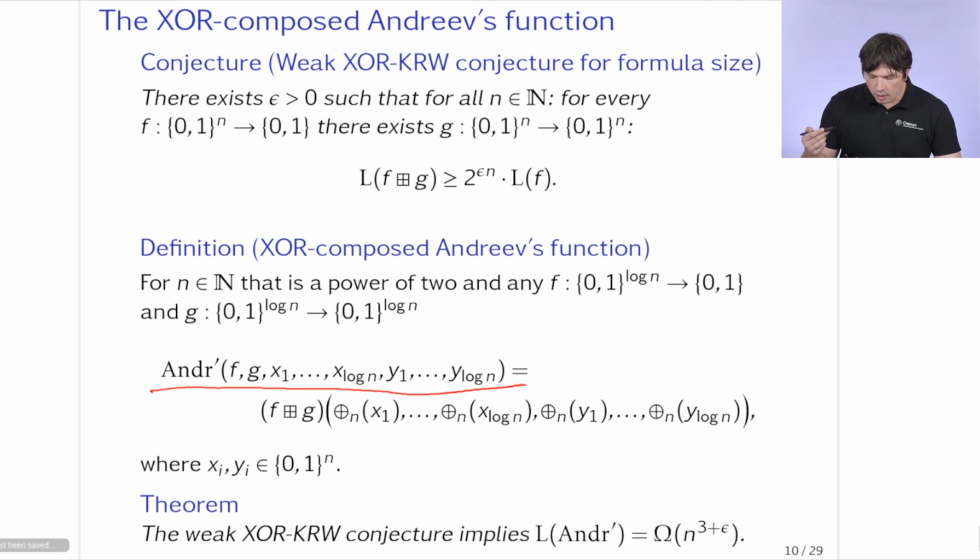So then we can modify Andreev's function to work not with just one function, but with a composition of functions as a core. And this is the same proof, we'll just go through, and we have this n to the 3 plus epsilon. So the whole idea is that the proof for Andreev's function only needs the existence of a hard function in a rather small set, and that's exactly what is proposed by the KRW conjecture. All right, so this is the motivation.